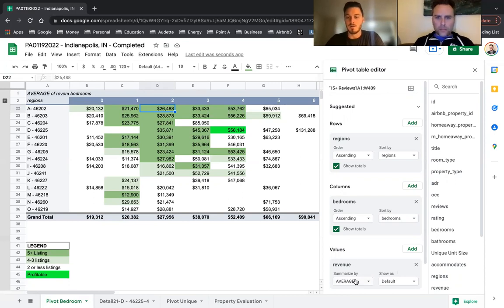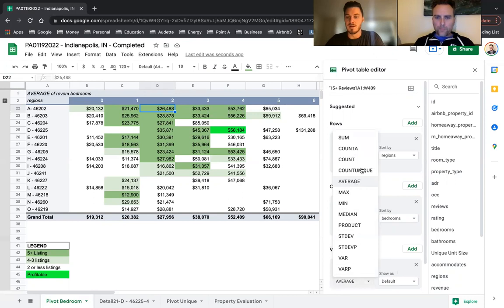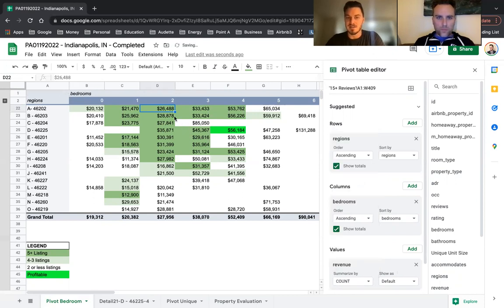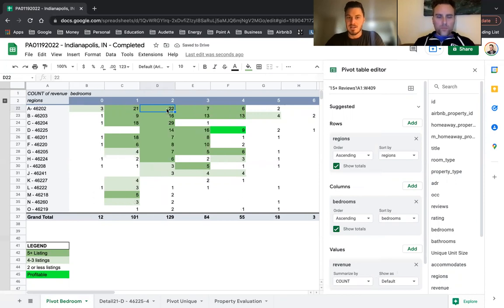Now what we want to do is, if I come over here and change this to count, that's going to tell me how many Airbnb listings we're looking at. So when I change that to count, that says that there's 22 Airbnb listings that are making that average of 26,000, right? Now that means that 11 of them are doing better than 26,000 and 11 of them are doing worse than 26,000, right? And then that's the same case for every other place that we're looking at right now.